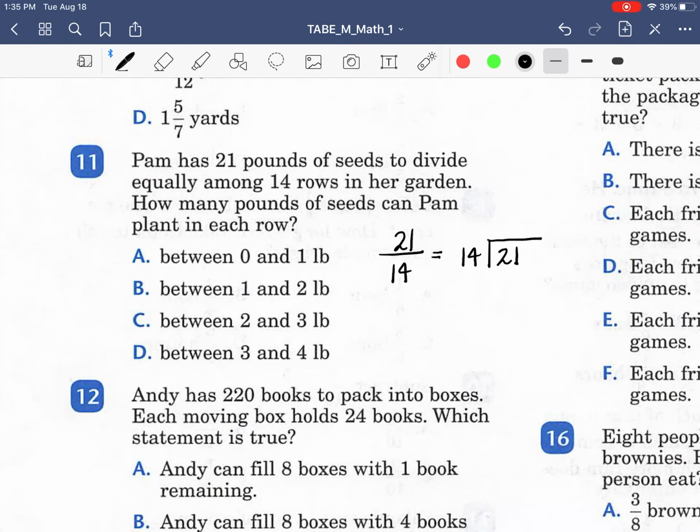21 with a 14 on the outside. And 14 cannot go into 2. It can only go into 21 one time, because you would have a remainder of 7. So that mixed number is going to be 1 and 7/14.